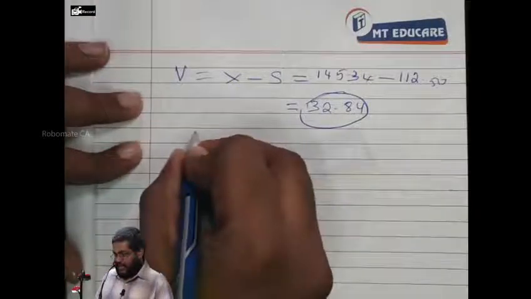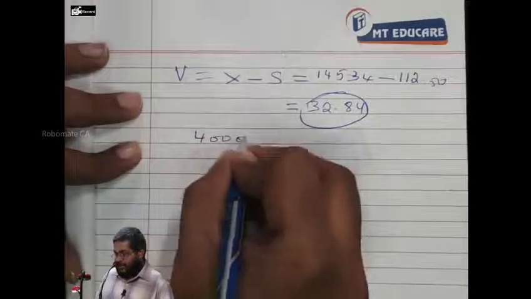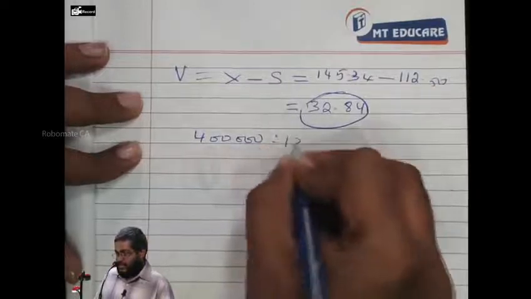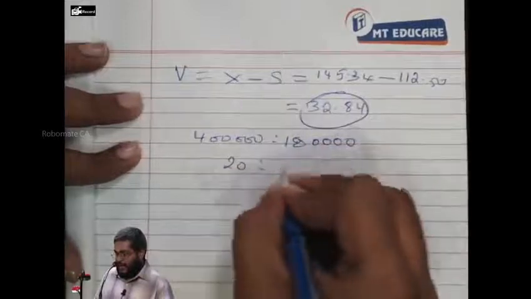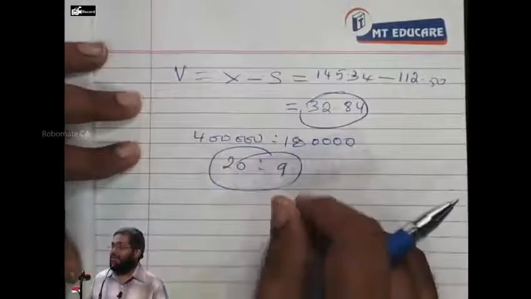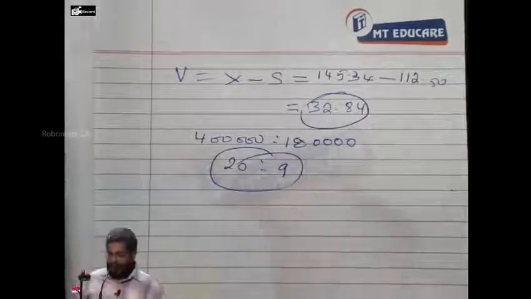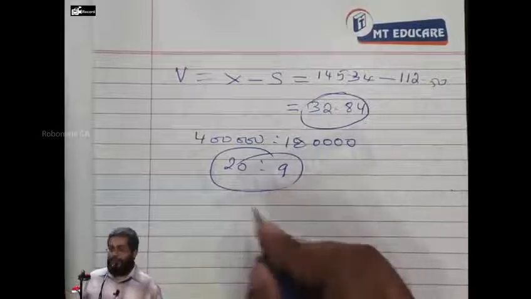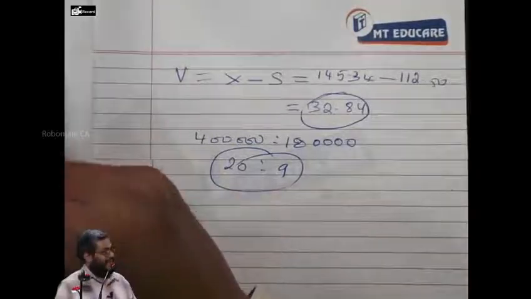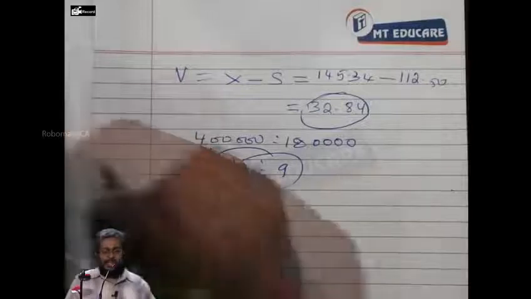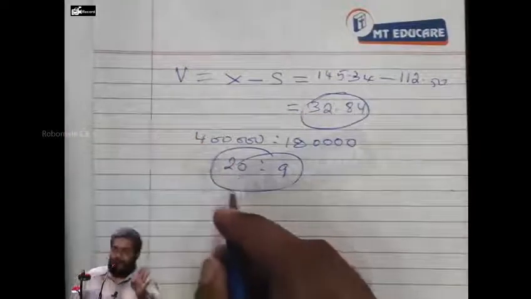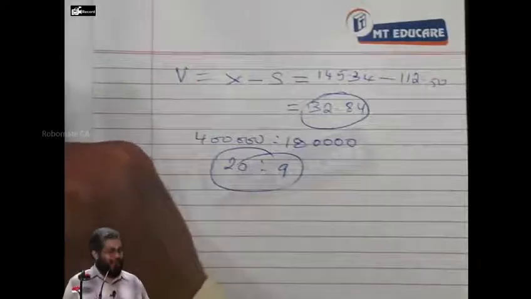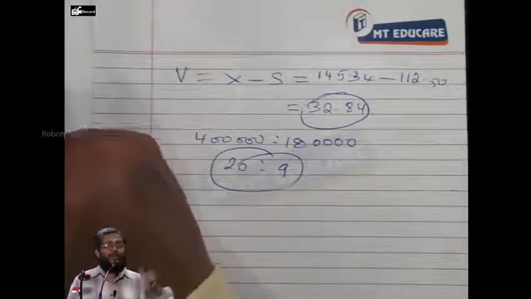How many existing shares? 4 lakhs. And what are the rights shares? 1,80,000. Can I say it is 20:9? Everything divided by 20,000. 20:9 is the ratio of the rights. That is, for every 20 shares you are holding, you will be getting 9 rights. I don't want to keep it in decimals. Hence, write it as 3:1.